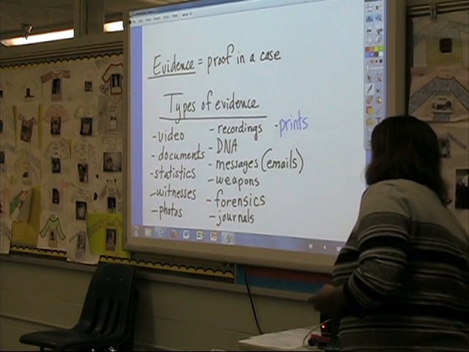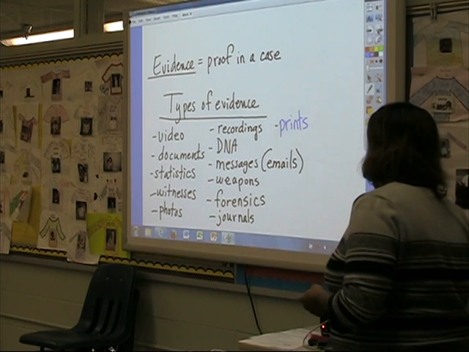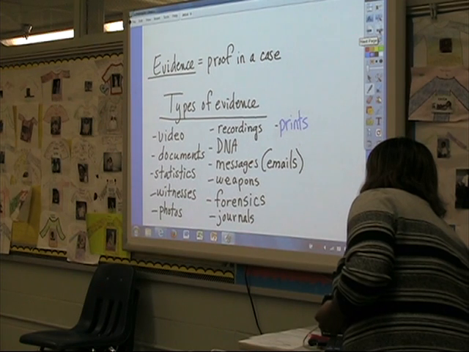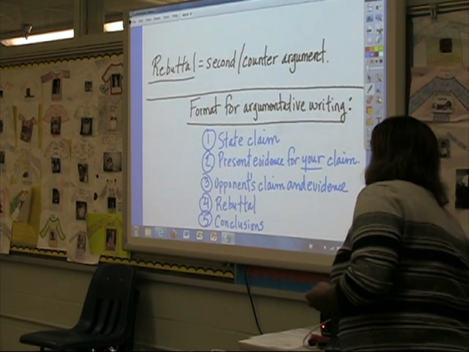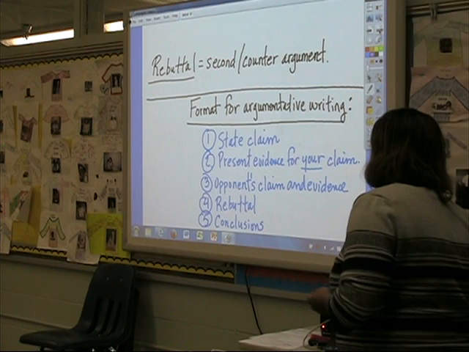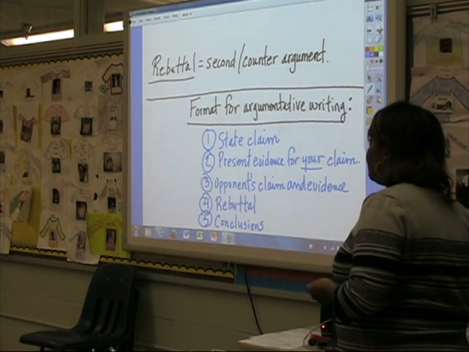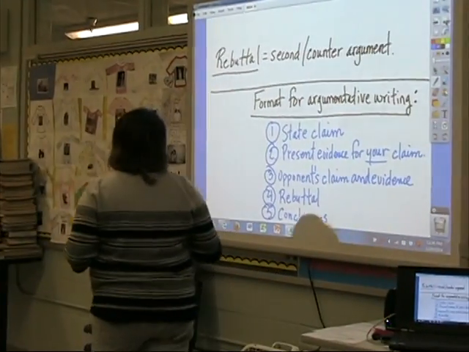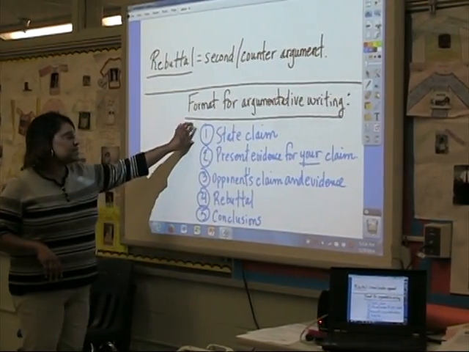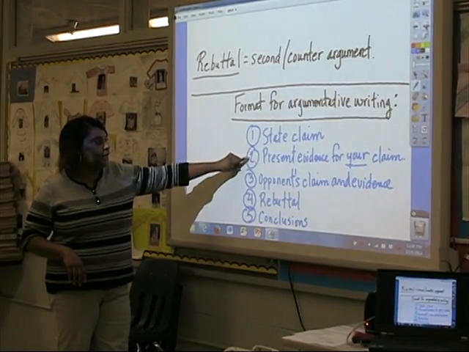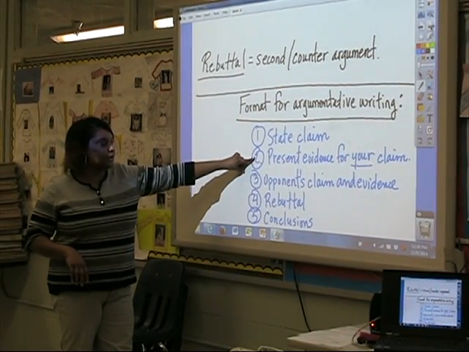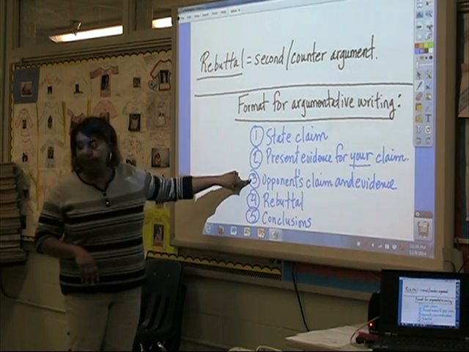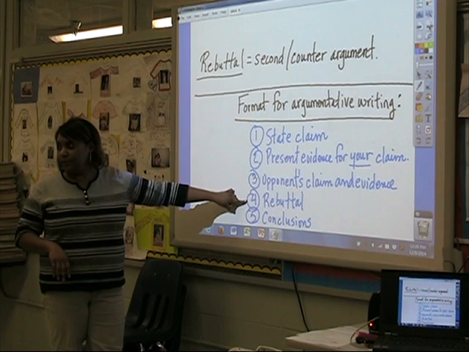Evidence is the proof in the case, and again, we went over different types of evidence that you may find in a situation or an argumentative type of passage. A rebuttal, which is a second or a counter argument. And most importantly, we went over the format for argumentative writing. Again, the first area that you need to explore when you have argumentative writing is you need to state your claim. Then you must present your evidence for your claim. For your 8th grade level, you must also present your opponent's claim and evidence. Then you come back with your rebuttal and then your conclusion.